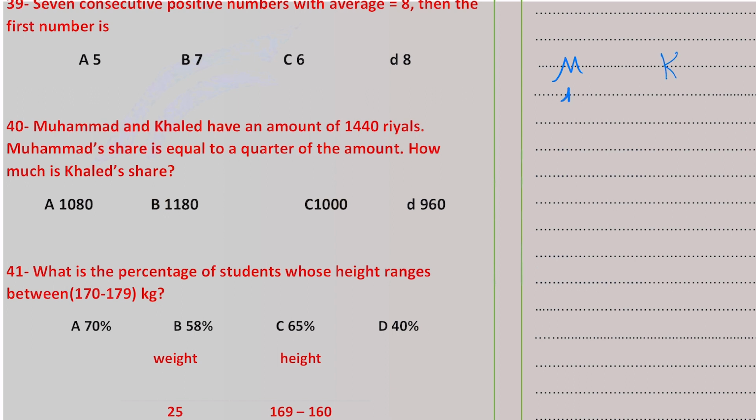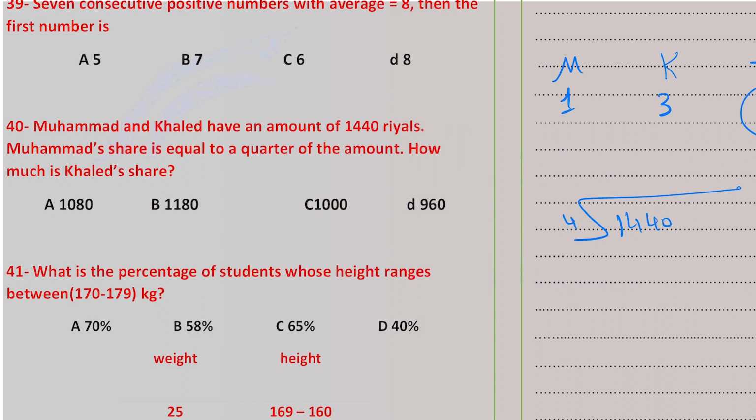Muhammad is a quarter of the amount, so the total here is 4. So Khalid will take 3 shares. So the total number of shares will be 4 shares. Okay, now, how much is Khalid? The total amount is 4 shares, and I have 1440.